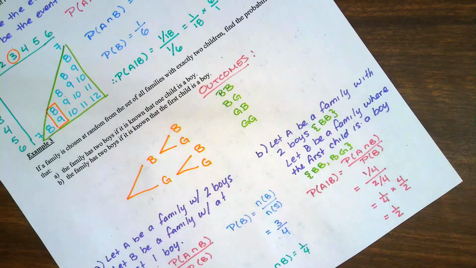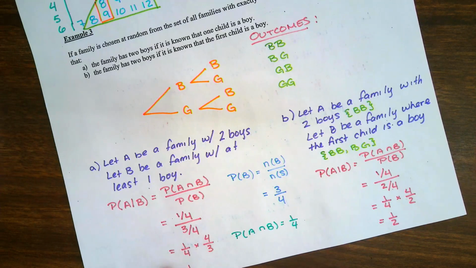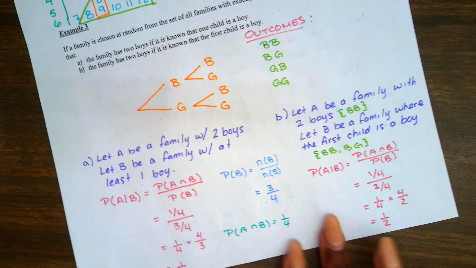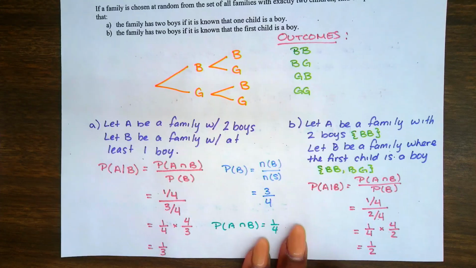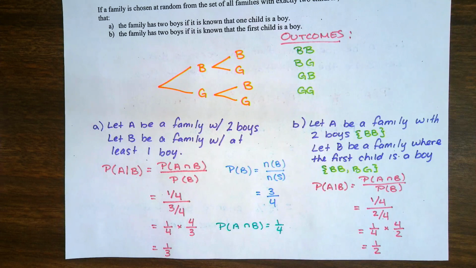So there's a 50% chance that if we know that the first child is a boy, the second child will also be a boy. Okay? Which makes sense because it's a 50-50 chance, boy or girl. So that is how you do that last question. I will leave it straight like that.